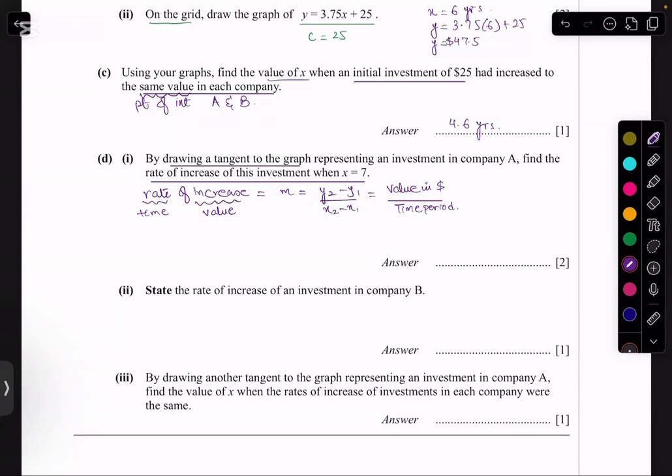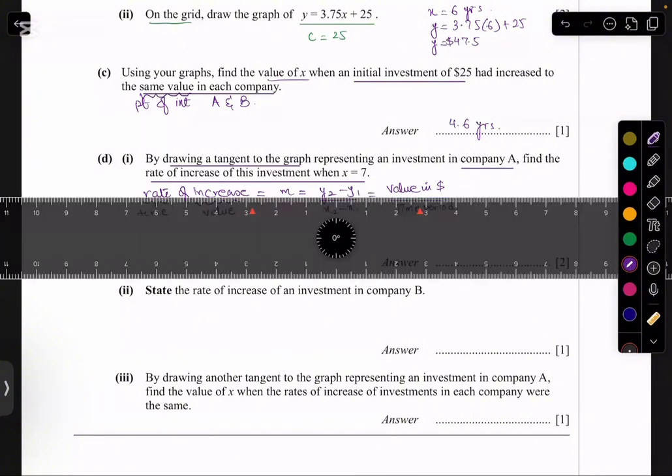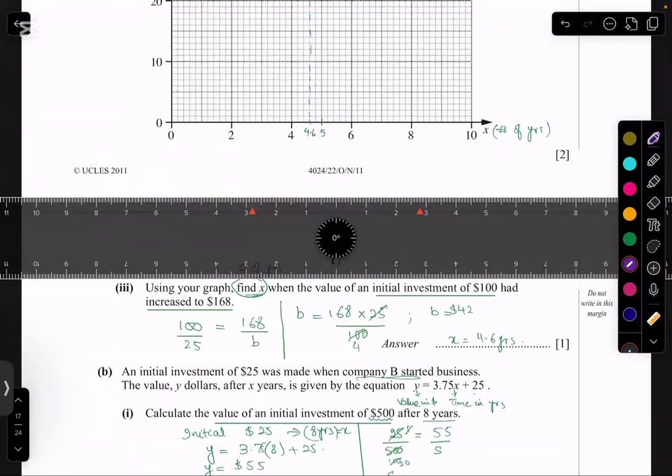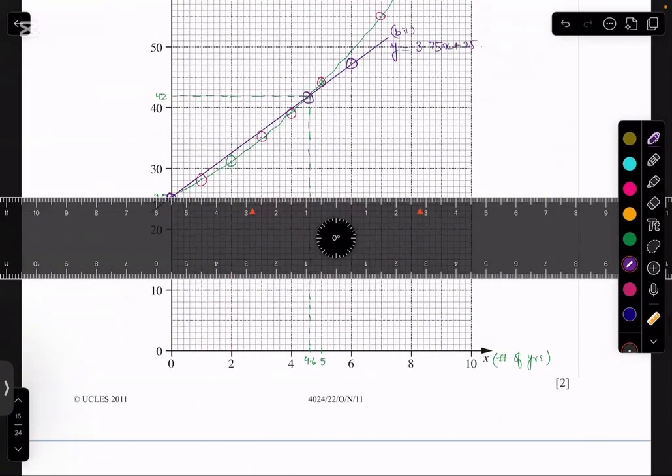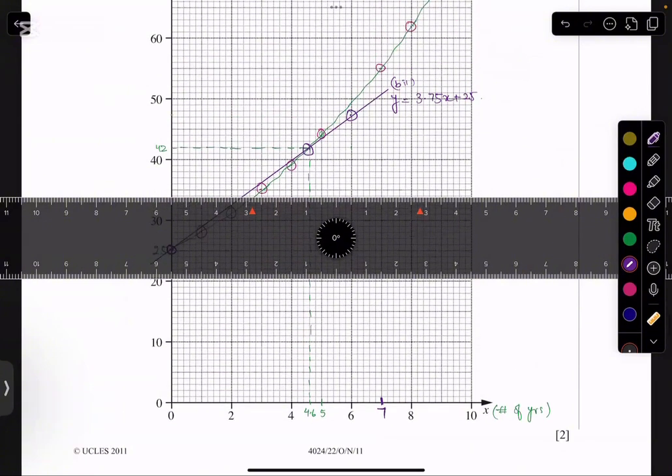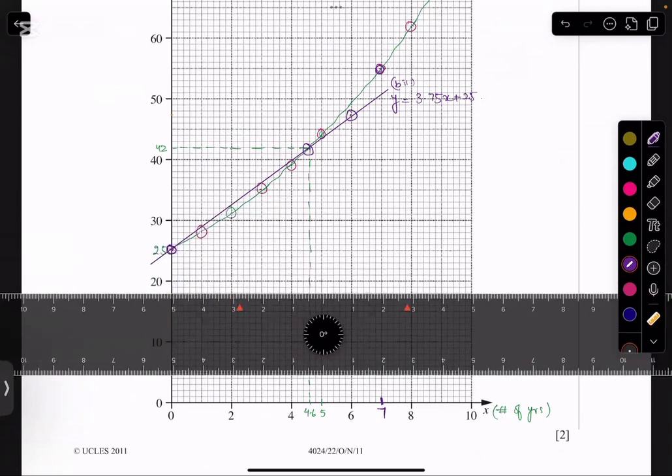So now where do we have to draw? We have to have a tangent for company A when x is 7. Keeping in mind that we have to make a tangent when x is 7. So x equals 7 is actually this point. X equals 7 on the x-axis, the time period, meaning 7 years. So 7 years on the graph of A is this point. At this point I have to make the tangent.